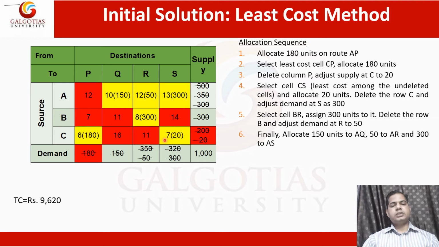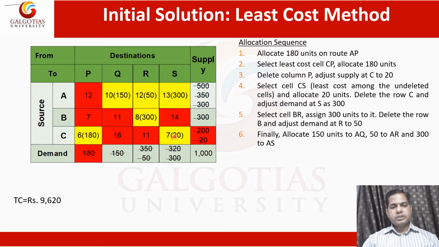So out of this, the minimum cost is 7. If you see, after giving this 180 units, the demand of P is over, but the remaining supply of C would be 20 units. Now this 7 is the next least cost of the matrix, and it is the intersection point of C and S. The demand of S is 320 and the supply of C is only 20 units. So I will give the maximum possible allocation, 20 units, to this place.